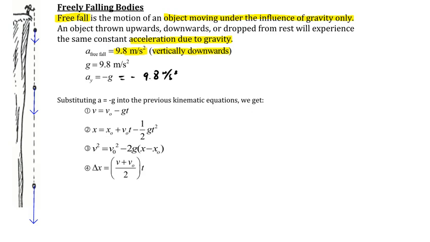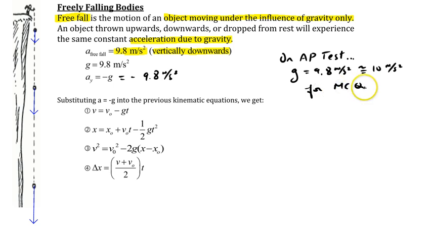On the AP test, the value of g, which is equal to 9.8 meters per second squared, can be rounded to approximately 10 meters per second squared. And we'll be doing this for the multiple choice questions. Remember, on the multiple choice section, you're not allowed to use a calculator, and so it'll be a lot easier to solve those numerical based questions when you can round off g to 10 instead of using 9.8.